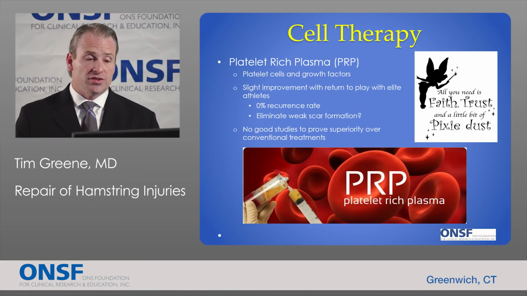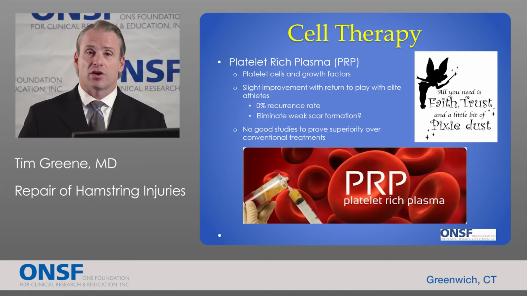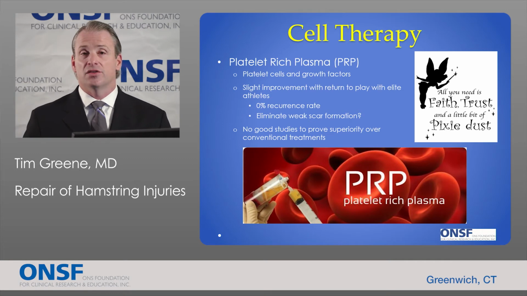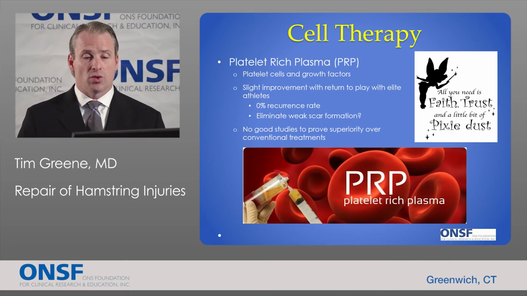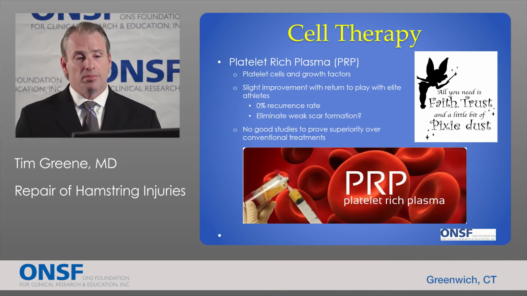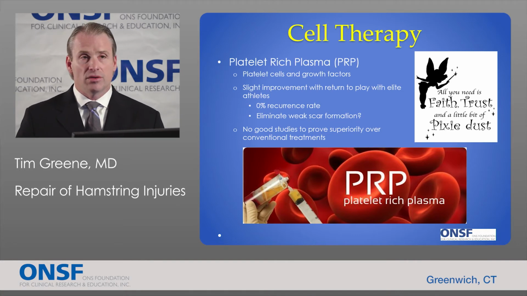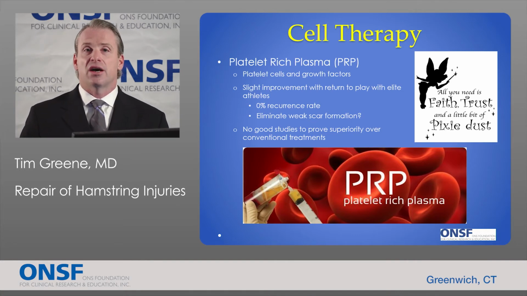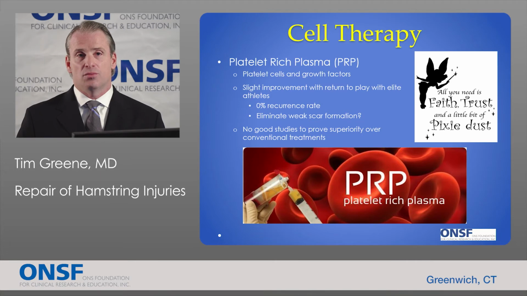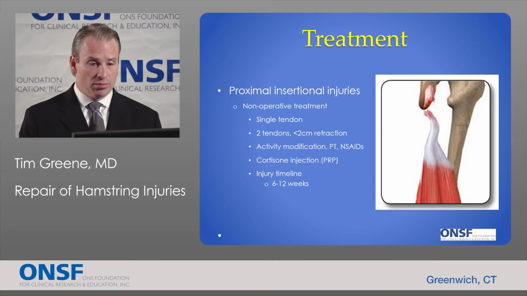What you do see is we haven't really seen any recurrence rate in these studies, and that may be because this eliminates the scar formation and reorganizes the tendon. So again, PRP probably, although you can use it, it's probably not for an acute injury. I think in my hands, it's more in a chronic injury that's just not improving.